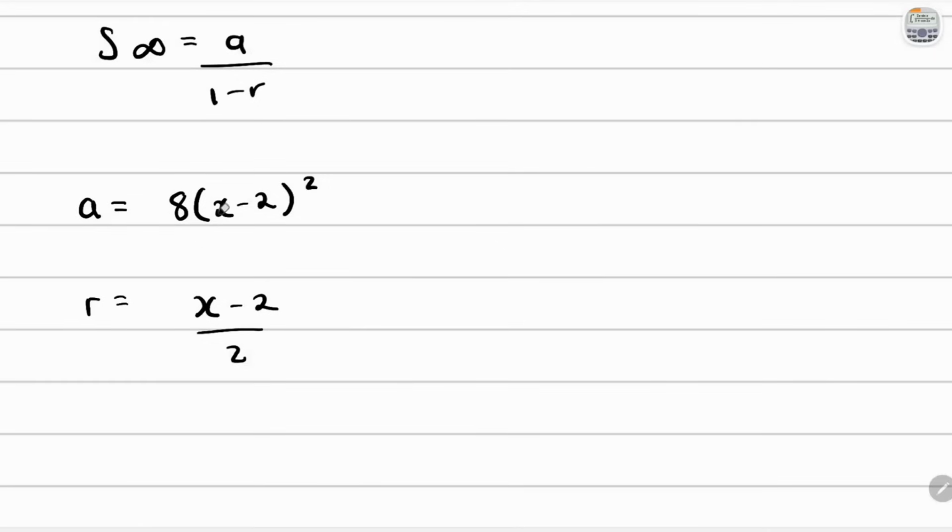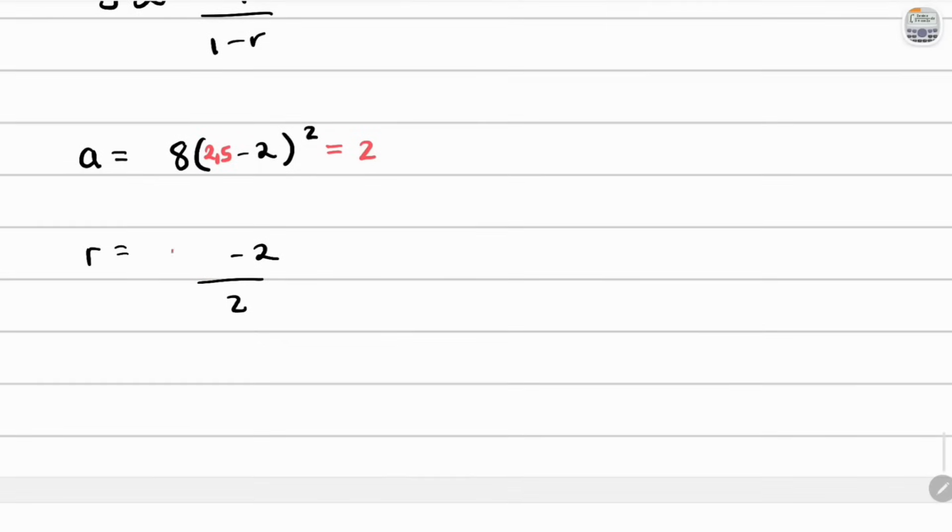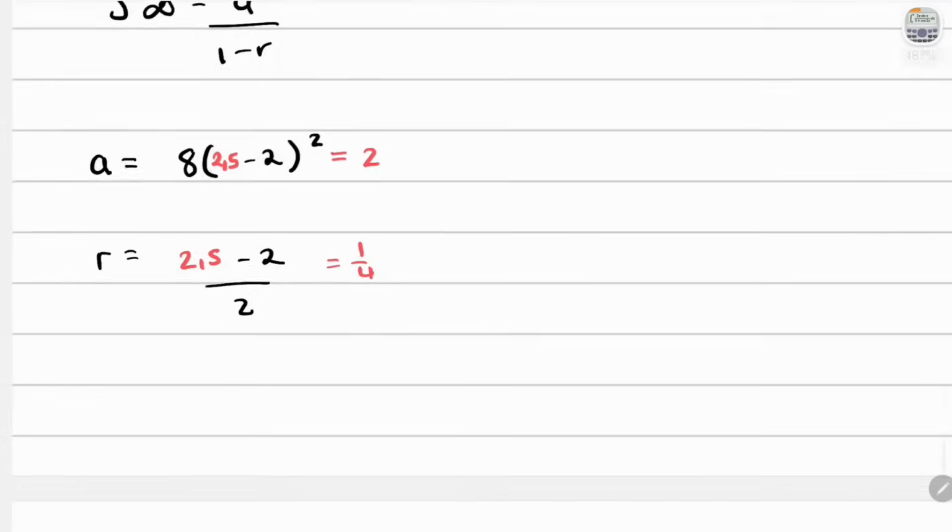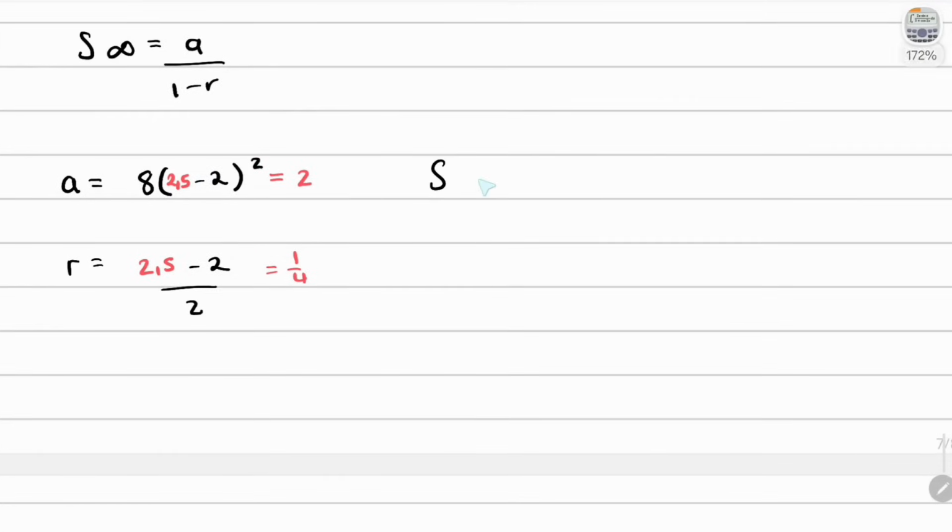So if we substitute 2.5 here, then this expression is equal to 2.5 minus 2 is 0.5. 0.5 squared is 1 over 4. And 1 over 4 times 8 is 8 over 4, which is 2. And here, if we substitute 2.5, 2.5 minus 2 is 0.5. And 0.5 divided by 2 is 1 over 4, which is 0.25. Okay, so the value of r is 1 over 4. And now we can just put this into the sum to infinity formula.